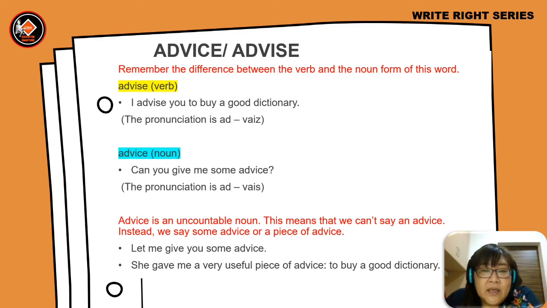Advice is an uncountable noun. This means that we can't say an advice. Instead, we say some advice or a piece of advice. Example, let me give you some advice. She gave me a very useful piece of advice. That is to buy a good dictionary.